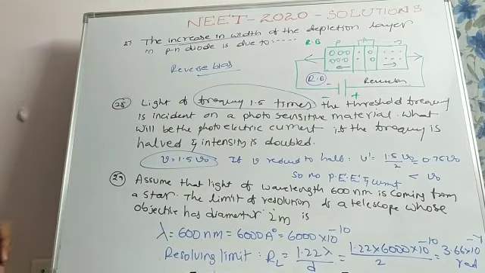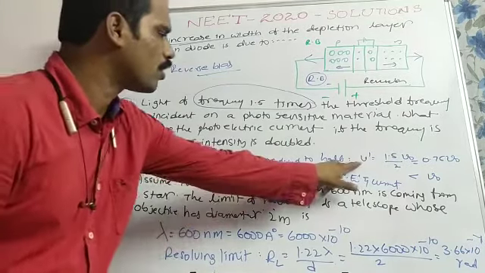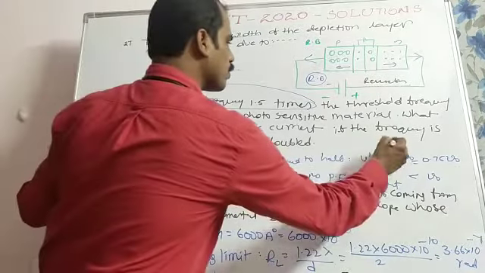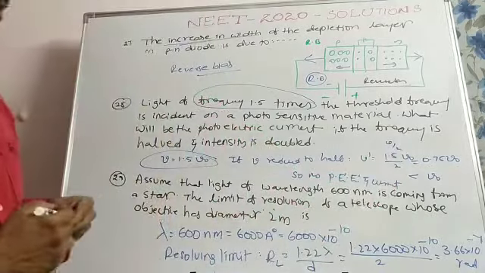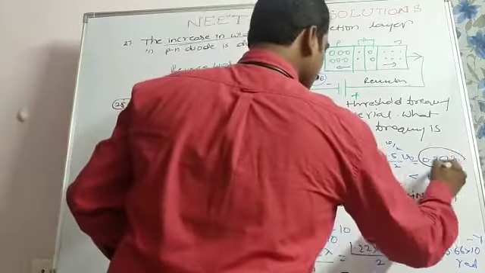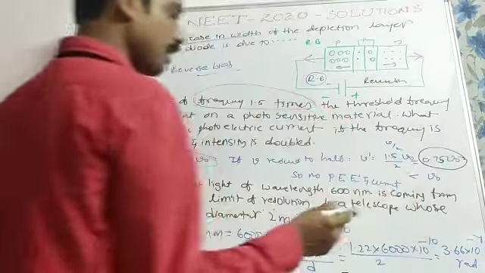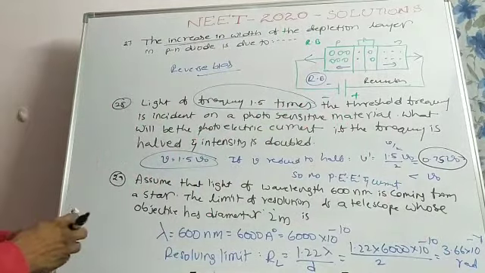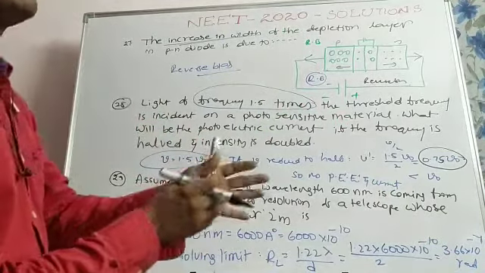If nu is reduced to half, nu dash becomes 1.5 nu naught by 2, so the answer will be 0.75 nu naught. But 0.75 nu naught is lesser than the threshold frequency. The threshold frequency is required for the ejection of the electrons.